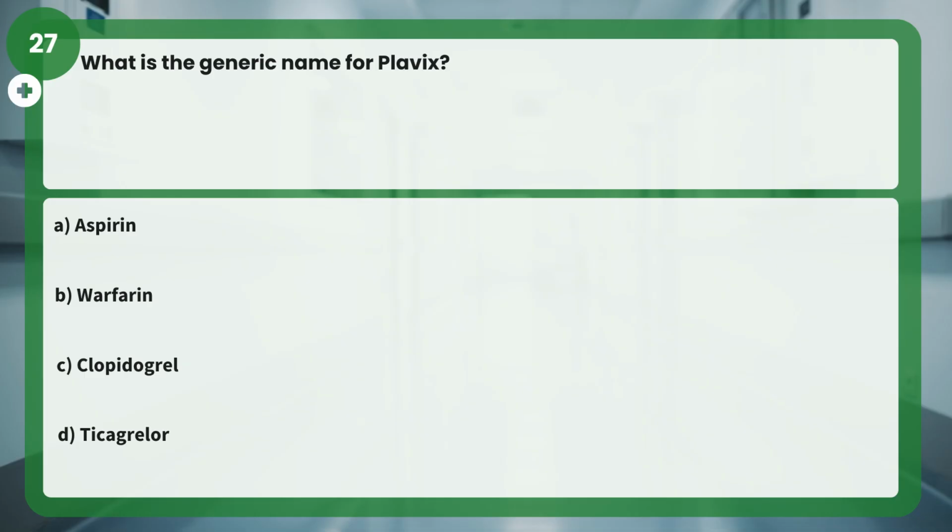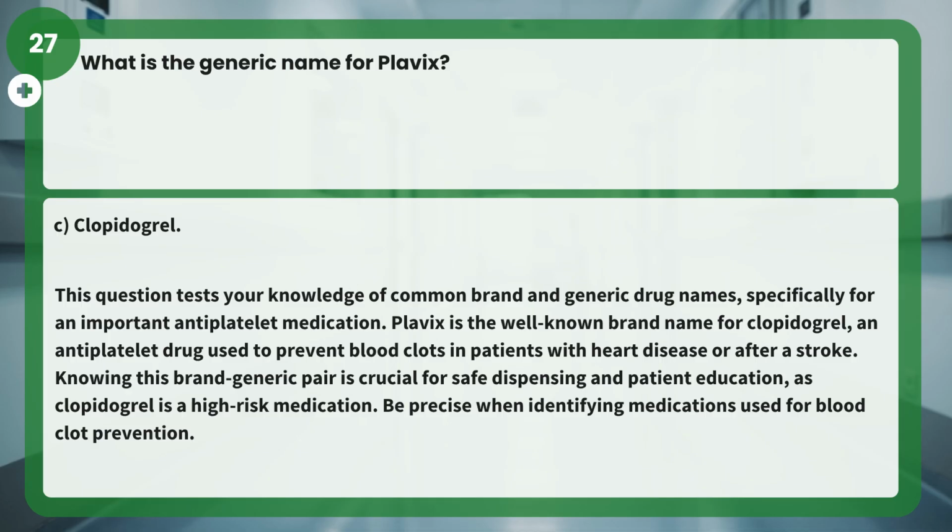Question 27. What is the generic name for Plavix? A. Aspirin. B. Warfarin. C. Clopidogrel. D. Ticagrelor. Answer C. Clopidogrel.